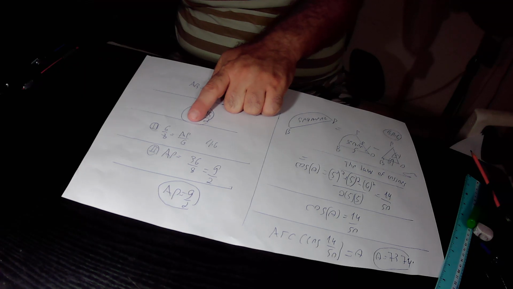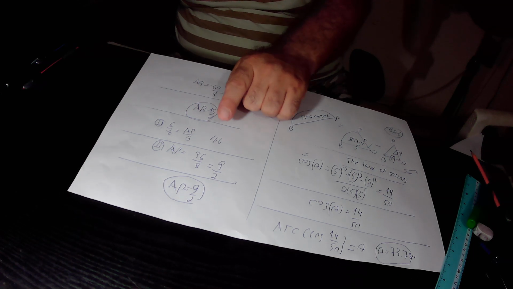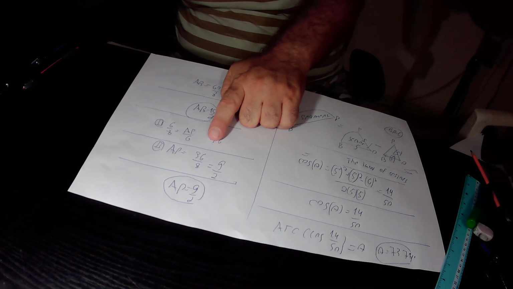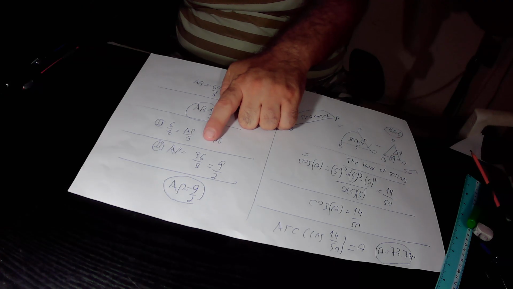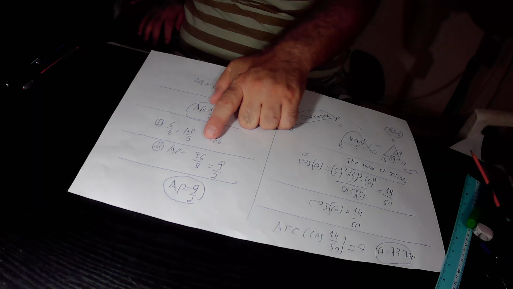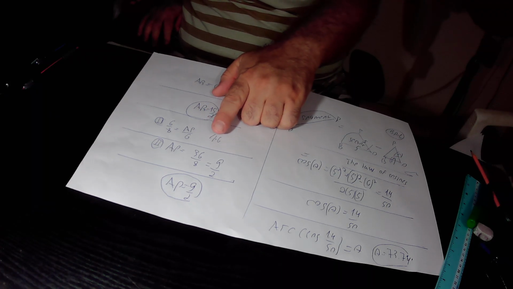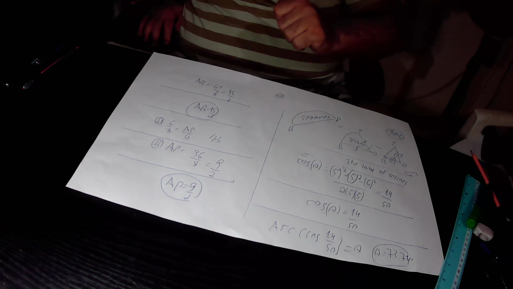Here we multiply this equation by 6 and finally find that AP equals 6 times 6, that is 36 over 8. So AP equals 36 over 8. Here we divided both the numerator and the denominator of this number by 4, and finally found that 36 over 4 is 9 and 8 over 4 is 2. So in total we found that AP equals 9 halves.